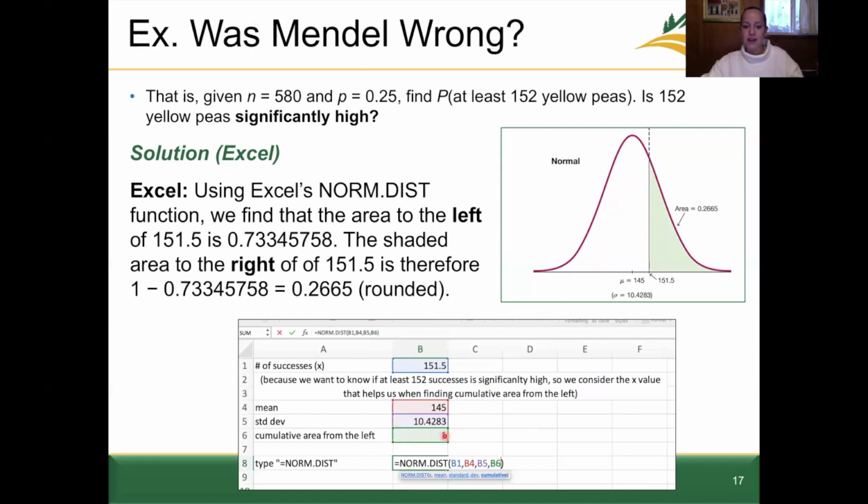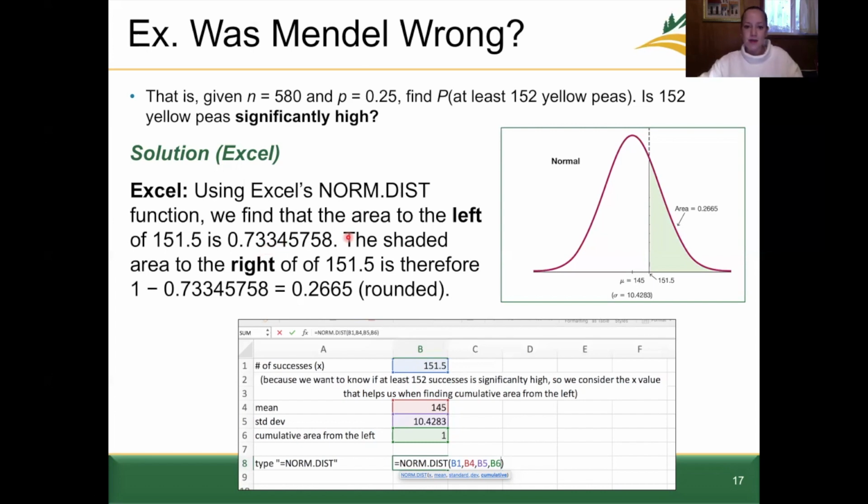Then for our cumulative value, we know it can either be 0 or 1. Here we want to know the probability of all this area to the right. So we're going to use a cumulative value of 1 to get all this area to the left, and then take the complement of that answer. So here's how I set up this normal distribution. Then I click enter. I get a value of 0.73345 or so.